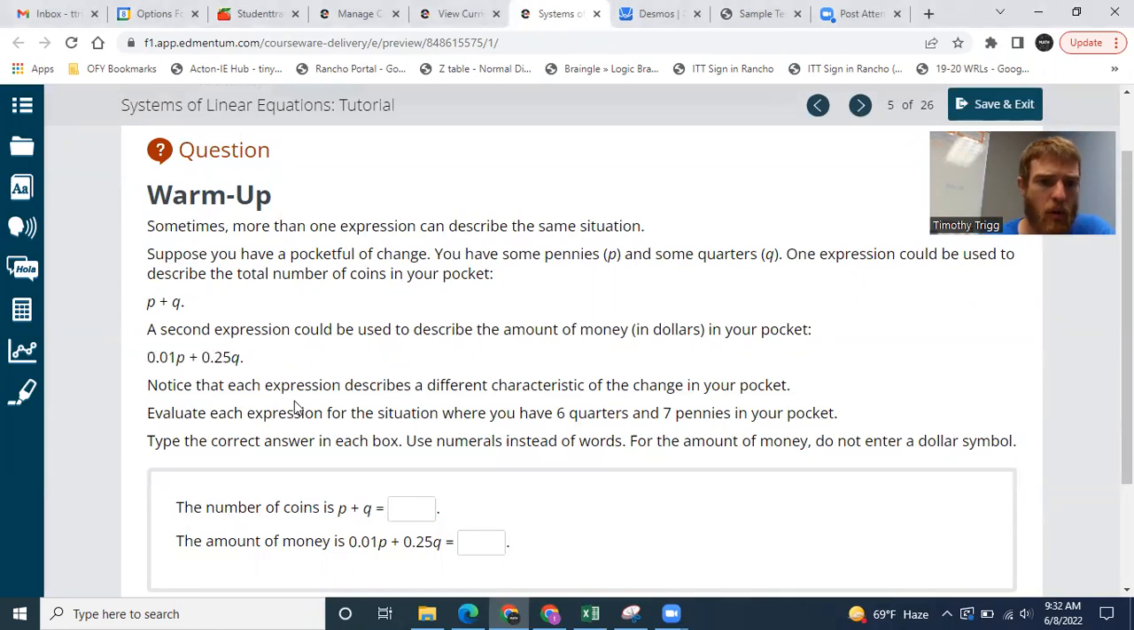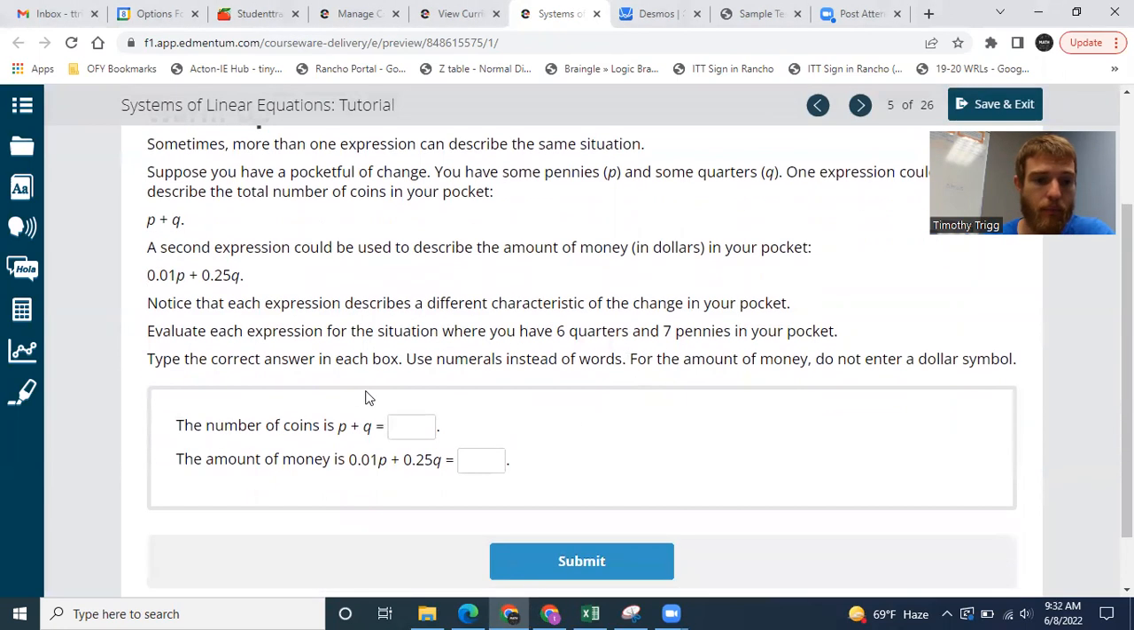Notice that each expression describes a different characteristic of the change in your pocket. This is kind of key when coming up with these equations. Notice the first equation has to do with the quantity of the coins, and the second equation has to do with the value of those coins. Evaluate each expression for the situation where you have 6 quarters and 7 pennies in your pocket.